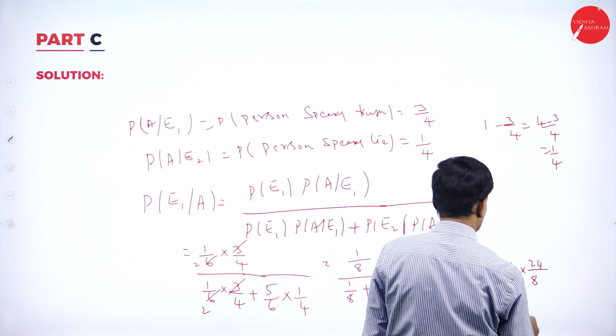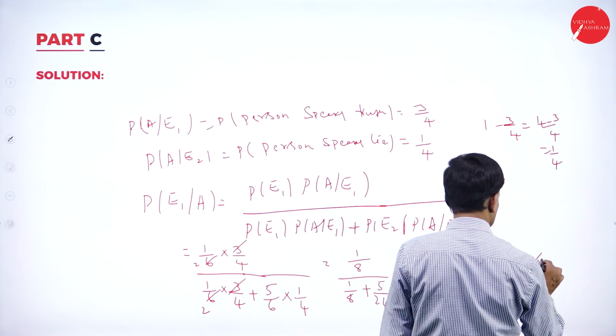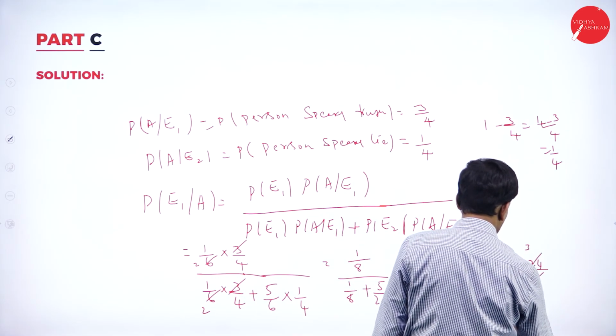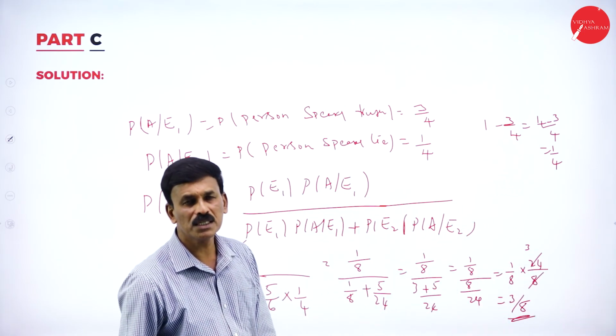So this is nothing but how many times? This can be written as 8 3s are 24. So the probability is equal to 3 by 8. That's it. 3 by 8 is the required answer.